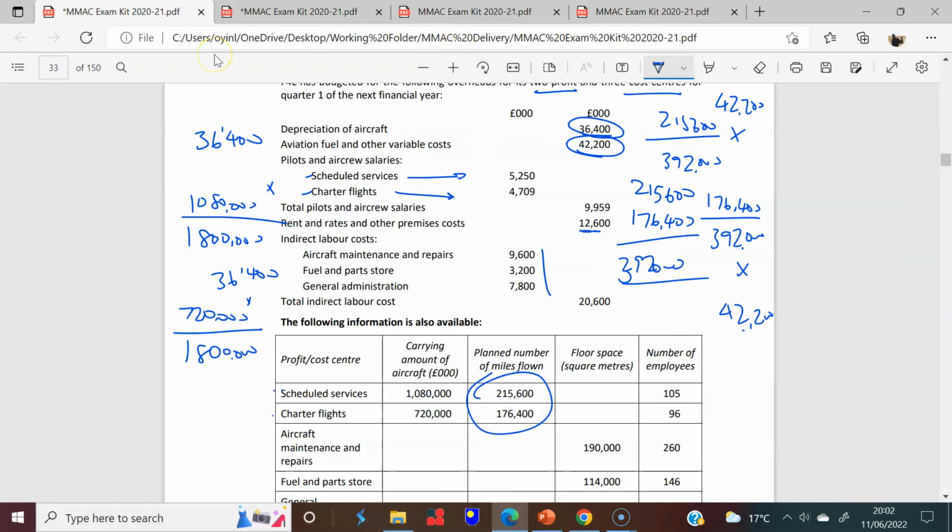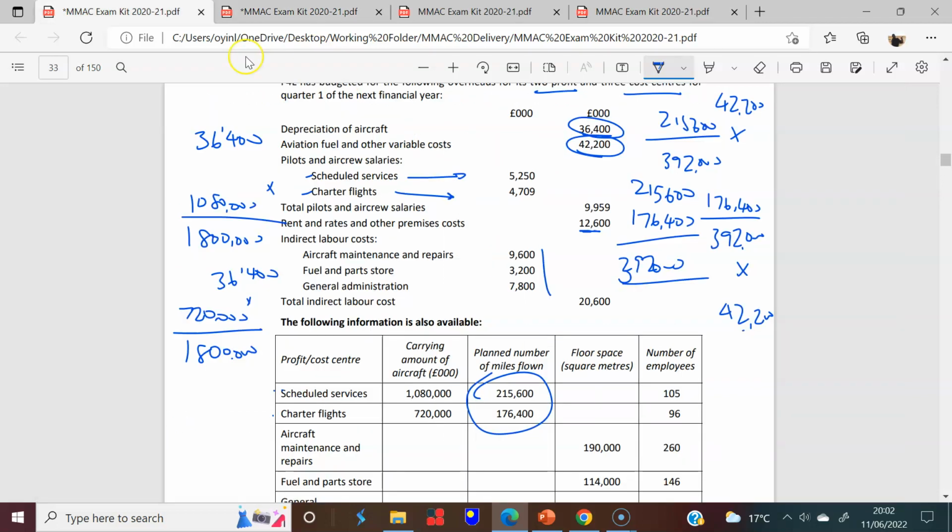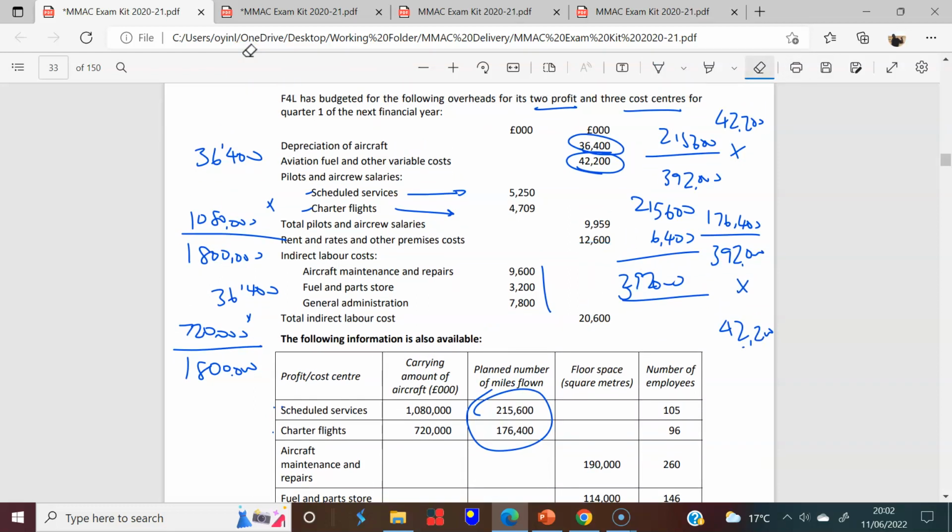We can see clearly it tells you that you have these salaries that will come directly. These are allocated because they're just directly for those departments. 5250, and then you have the other one, 4709. Then we have the rent and rates. We can see the figure here, 12,600. Let's just make that clearer.